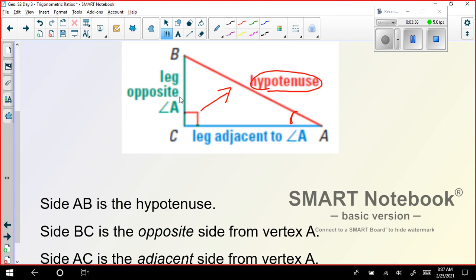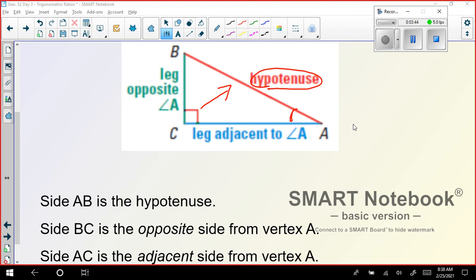If you want to note this down, I'll give you like 30 seconds. Please note down how to name a right triangle. Then we will move on to the next slide. Okay, let's move on to the next slide.